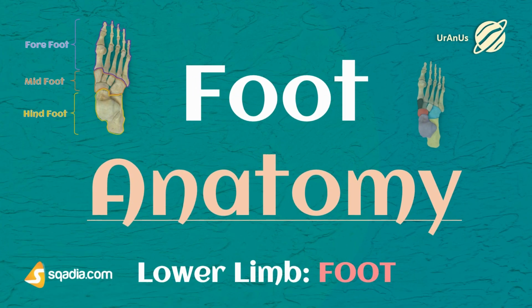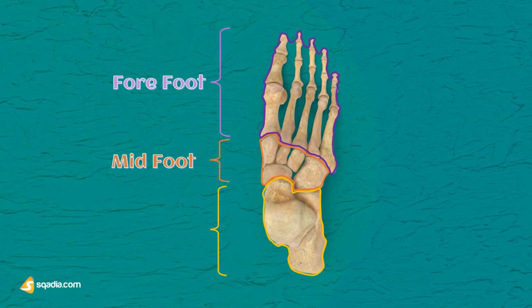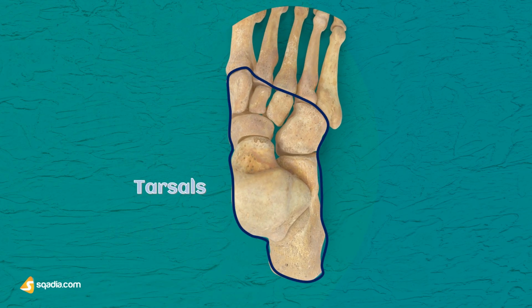Let's go through the basic anatomical structure of the foot. The foot is divided into 3 sections: the forefoot, midfoot, and hindfoot. The hindfoot contains the 7 tarsal bones of the foot that are irregularly shaped and form the ankle region.